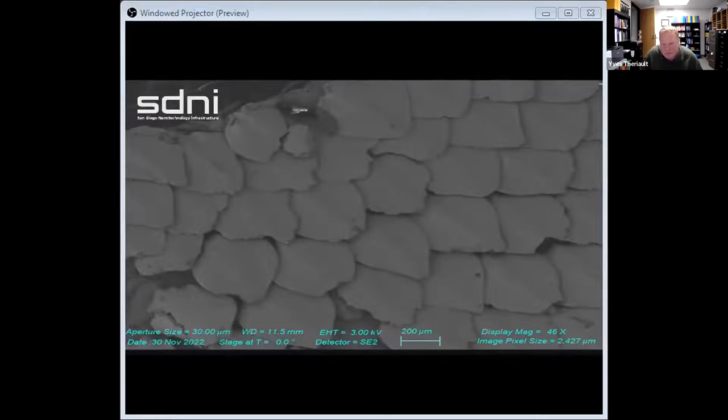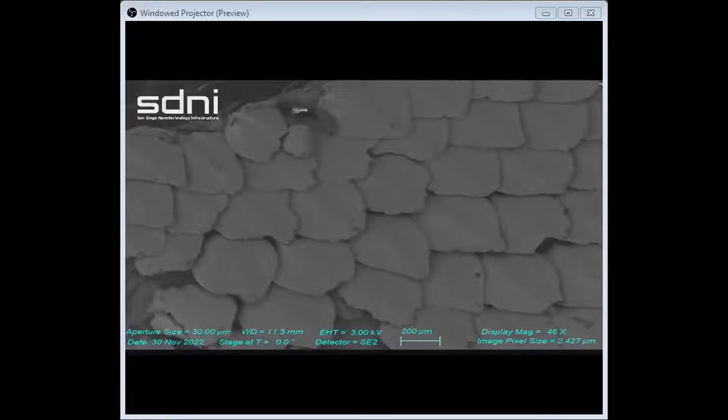I use the AFM to look at DNA origami that I make in my lab. One of them is working out pretty well. I can see the shapes that I made.